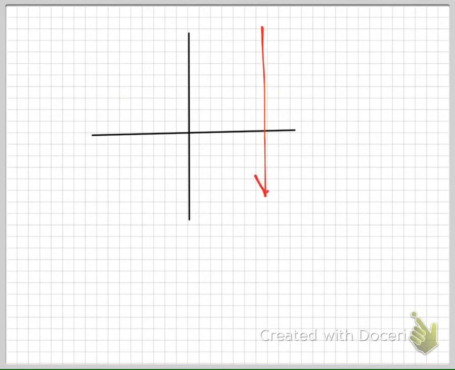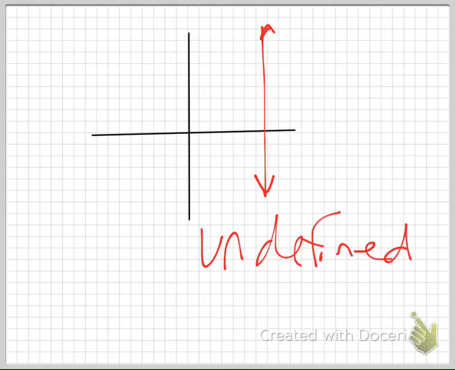If it is a straight up and down, it is a vertical line. Could anybody ski that? No, you can't. This is called undefined. You need to know that word. I will not take any other word for that. This slope is called undefined. It's called undefined. It's not 0 slope.